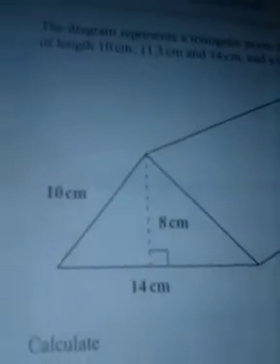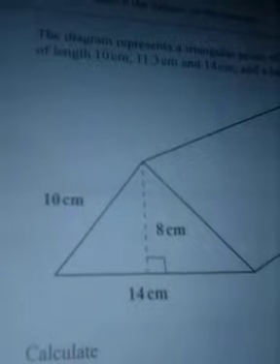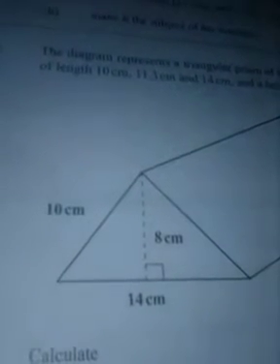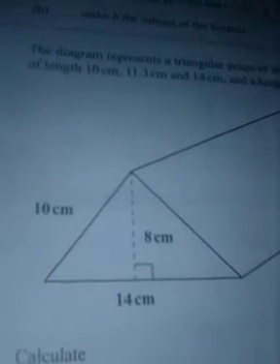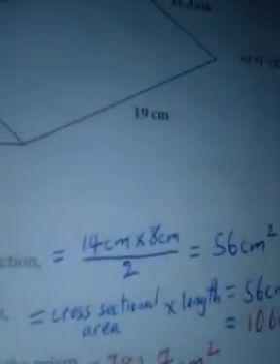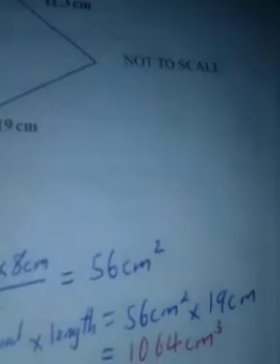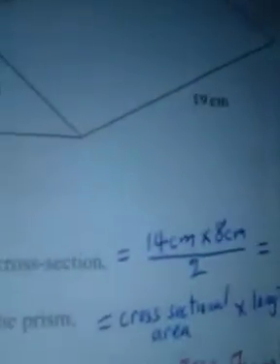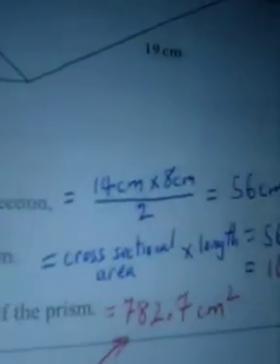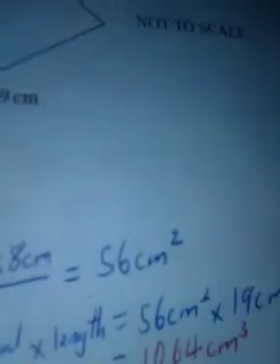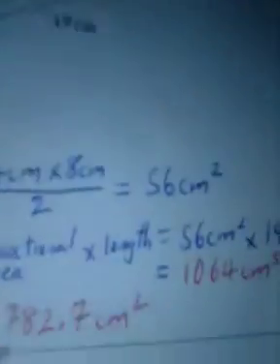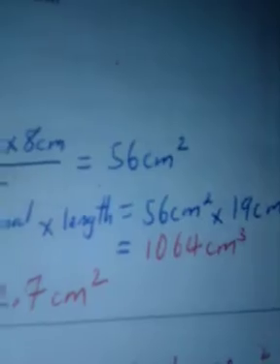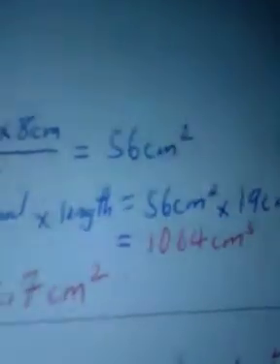Okay? So now, what is the cross-sectional area? It's equal to the area of a triangle. It's equal to the base, which is 14, times the perpendicular height, which is 8, divided by 2. 14 times 8 divided by 2 is equal to 56 centimeters squared. Good. Now, to find the volume. The volume is equal to the cross-sectional area, which we just found, 56, times the length, which is 19. And that works out to 1,064 cubic centimeters.